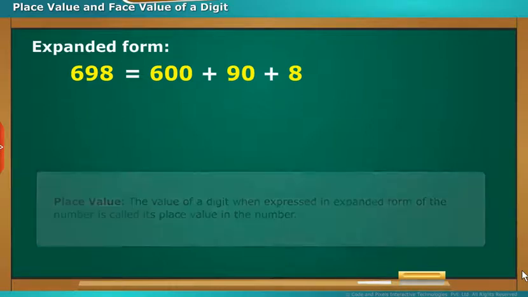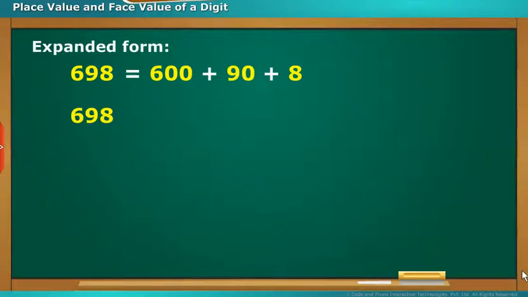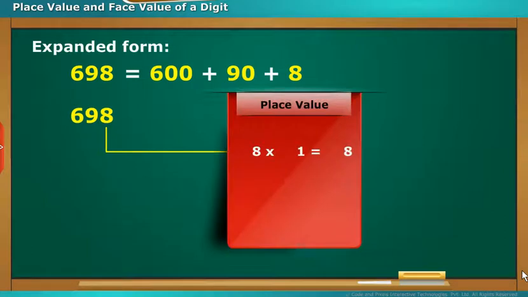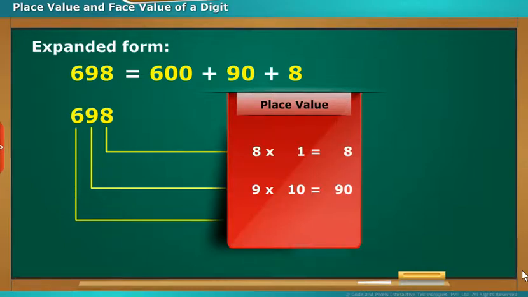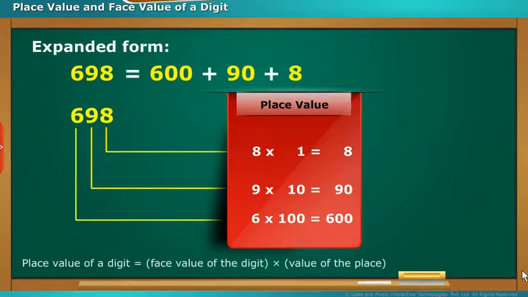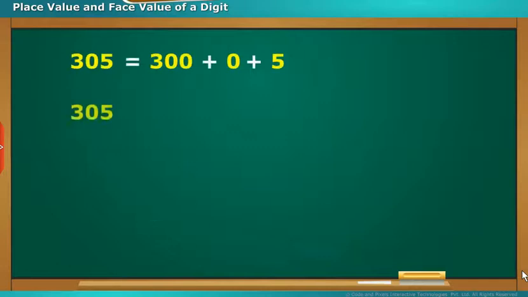For example, in the number 698, the place value of 8 is 8 into 1 is equal to 8, as 8 is at ones or units place. The place value of 9 is 9 into 10 is equal to 90, as 9 is at tens place. The place value of 6 is 6 into 100 is equal to 600, as 6 is at hundreds place. Therefore, for the place value of a digit, the digit is multiplied by the place value of 1 it has in that place.